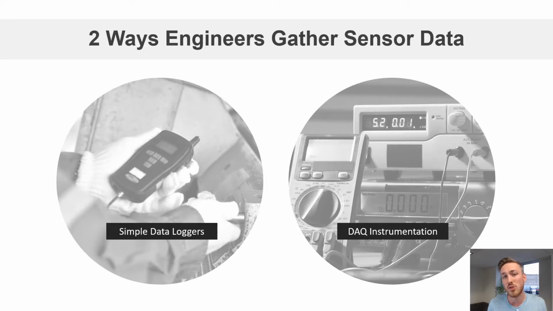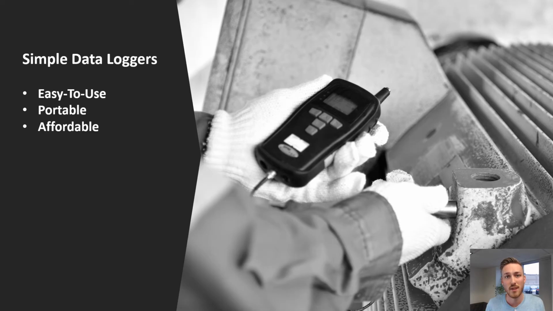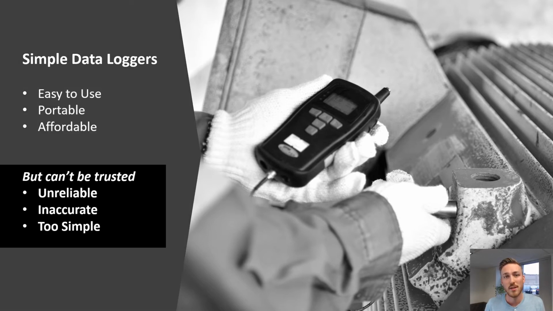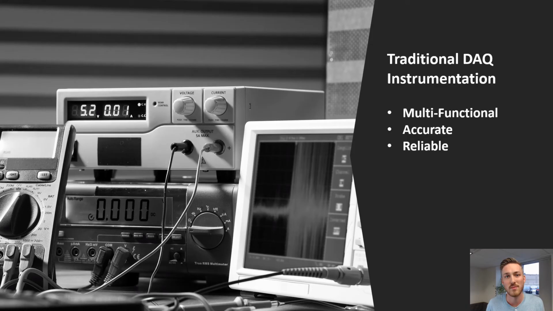Engineers have two options to get sensor data. They can use the simple loggers or the more traditional data acquisition instrumentation. The simple loggers are really easy to use, they're portable, and they're affordable, but they can't really be trusted. They're pretty unreliable, the data quality isn't really there, it's not accurate, and they're oftentimes just too simple. They only do one thing. You need to do more.